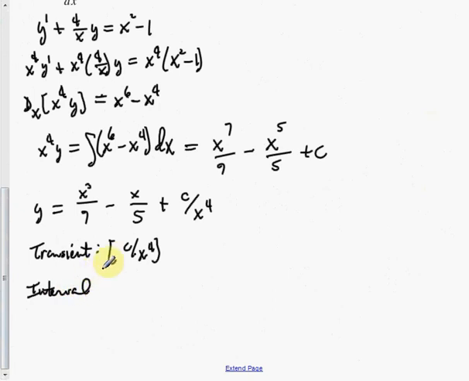What about the interval for the solution? Except 0, because you got x to the 4th downstairs, right? So all real numbers except 0. Okay. Any questions there?